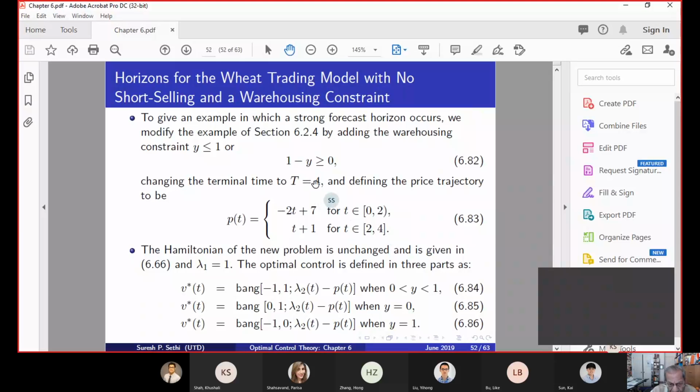So t equal to 4, this is a new constraint, same forecast. I now have 3 bang-bang: one when I'm interior, one when I'm at 0, so I cannot sell anymore, and one when I'm at 1, so I cannot buy anymore. So this becomes -1 to 0, this is from 0 to 1, and this becomes -1 to 1.